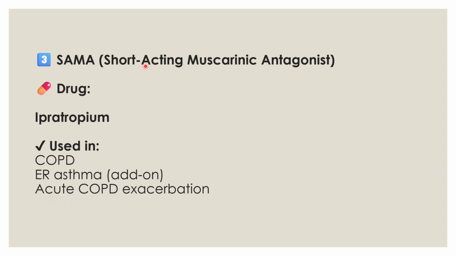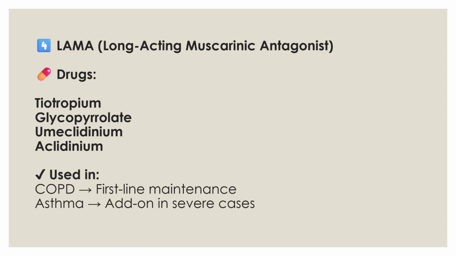SAMA is short-acting muscarinic antagonist. The drug under SAMA is ipratropium. It is used in COPD and as an add-on in ER asthma. It is also used in acute COPD exacerbation.